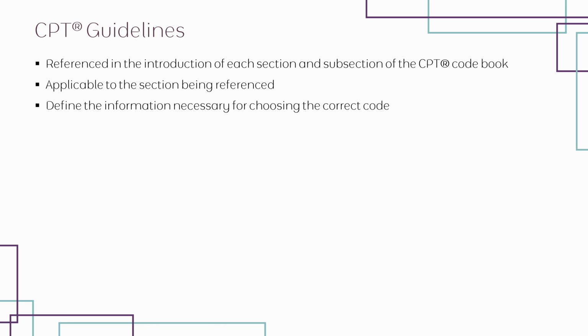Each set of guidelines provides you with the information that is necessary to correctly interpret and assign codes for the services that are described in that particular section. They help define what is included in a service, when additional codes may be required, and any special considerations that you need to take into account before selecting a code.